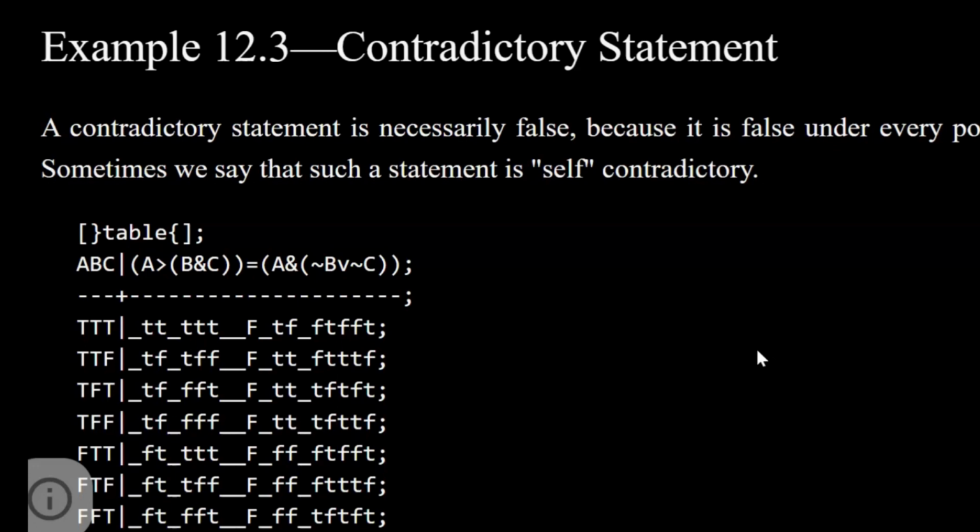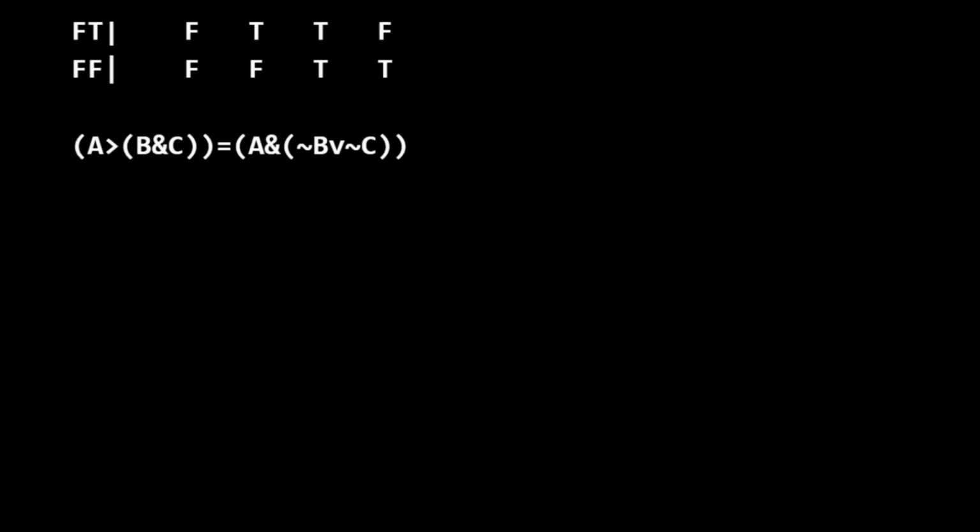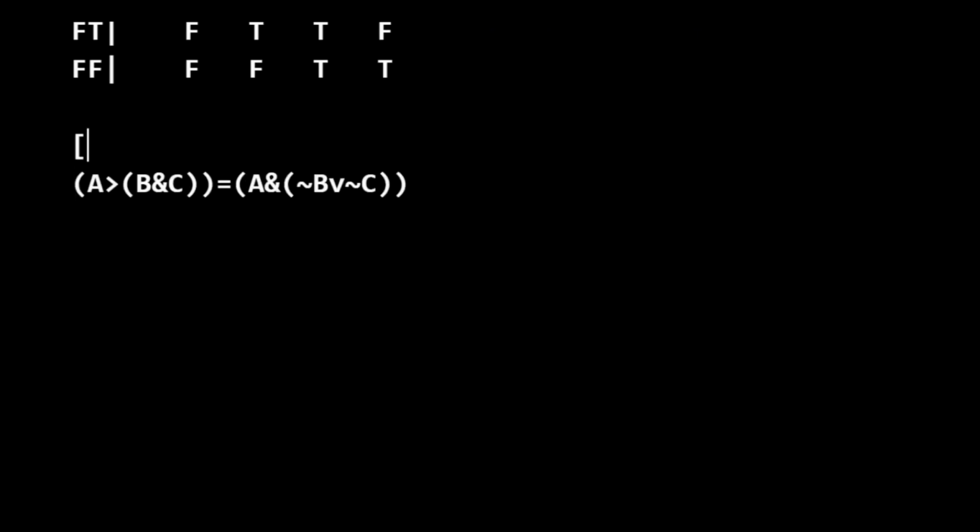Logic 0, example 12.3, contradictory statement. Okay, so we saw a statement like this in an earlier example, but let me quickly complete the truth table for this. So we're going to do a truth table analysis on this single statement.